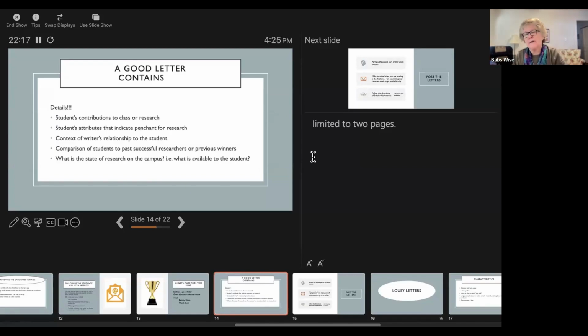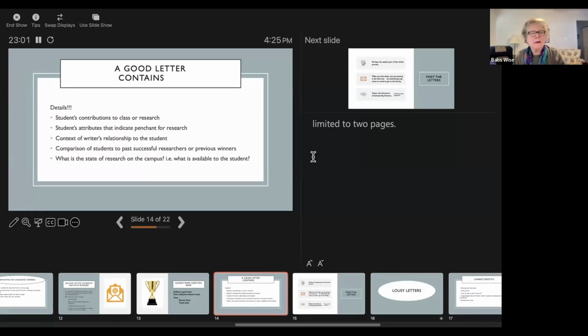We do want the context of the writer's relationship to the student. How long have they known them? Have they taught them? Have they been in their lab? How do they know them? Also, a comparison of that student to other successful students they have worked with. That's one thing I've learned from these reviewers here, that they really like the comparison. This student is like so-and-so who has gone on to do a PhD or is deeply involved in such and such. So it can be really helpful to do a comparison.